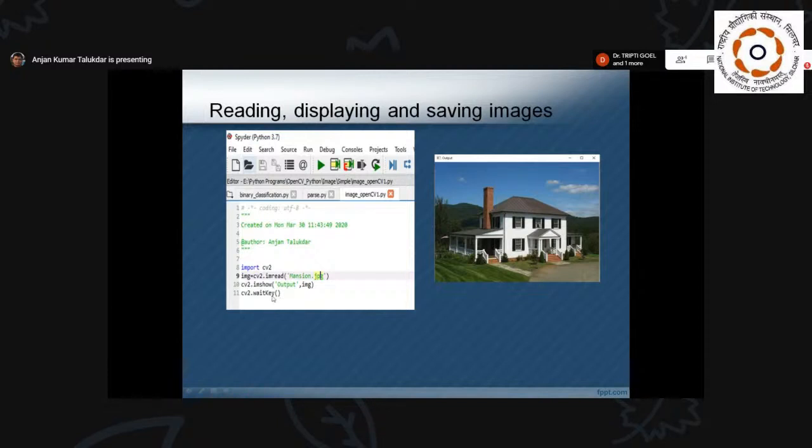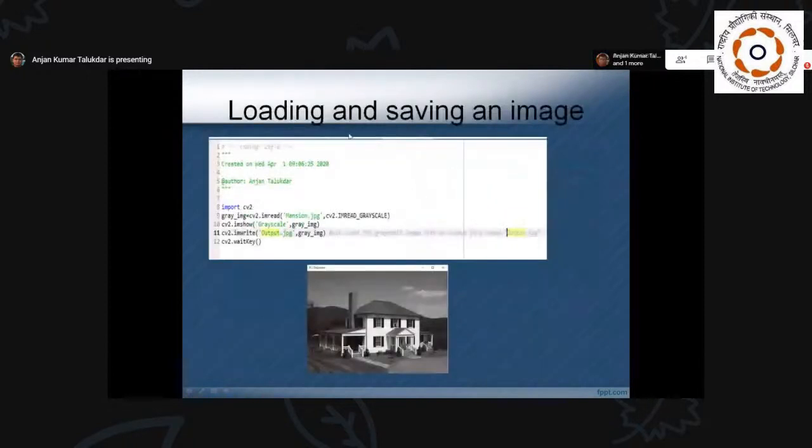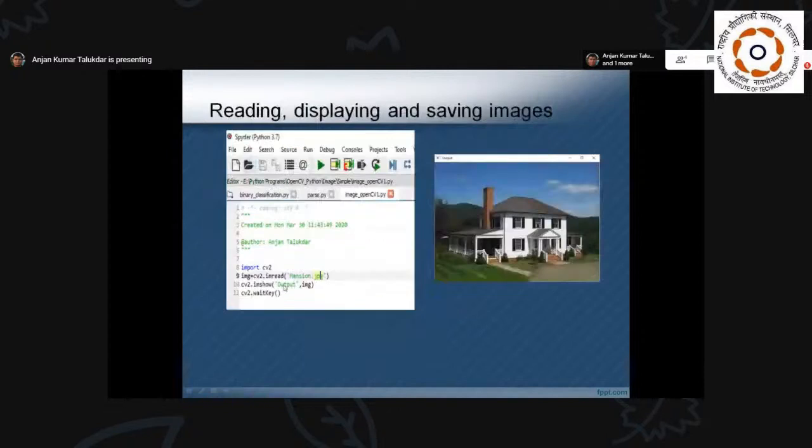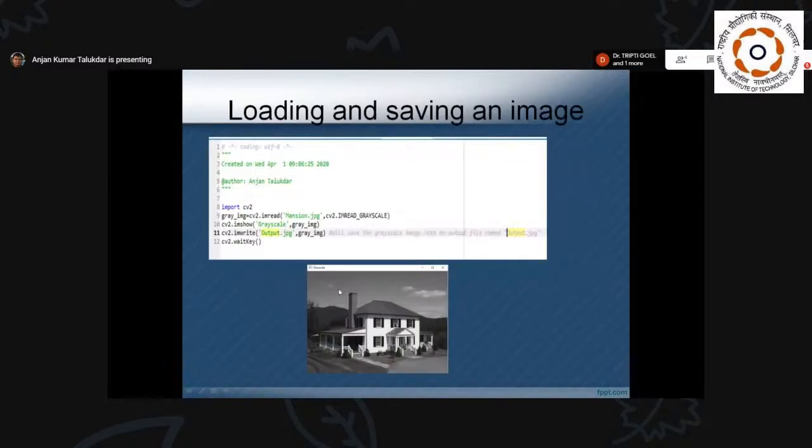So what does it mean? It means this image will be displayed as output until you touch any key on the keyboard. Whenever you touch the keyboard, this program will be closed. So this is just to read and display an image, and next is how to save the image.